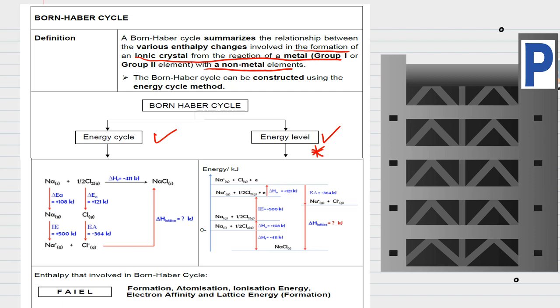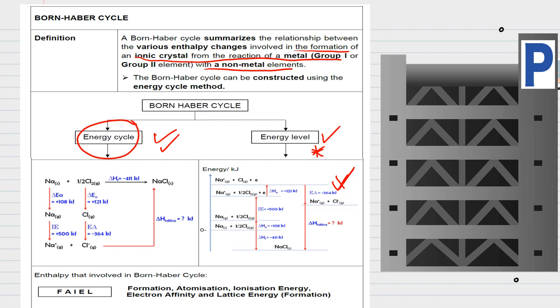Selalunya dalam exam dia akan kata construct Born-Haber cycle. So kalau dia kata macam tu, buat sajalah cycle. Kalau soalan kata using energy level diagram ke, baru kita buat diagram yang renyah-renyah ni. Okay, kalau soalan tak kata energy level diagram, tak payah buat. You buat cycle sahaja yang mudah.